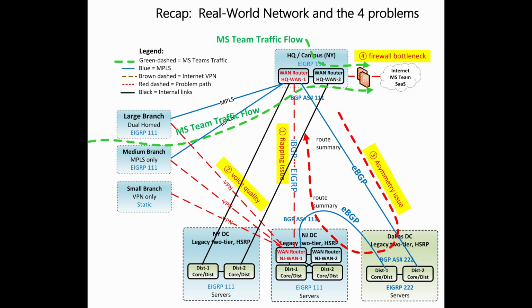One of the major problems is a network flapping issue. It happens between the New York headquarters and the New Jersey data center. This problem has never been resolved. Let's dive into this flapping issue.